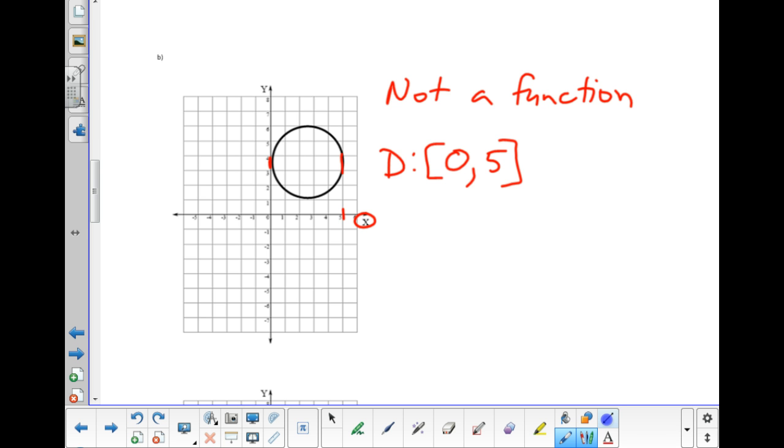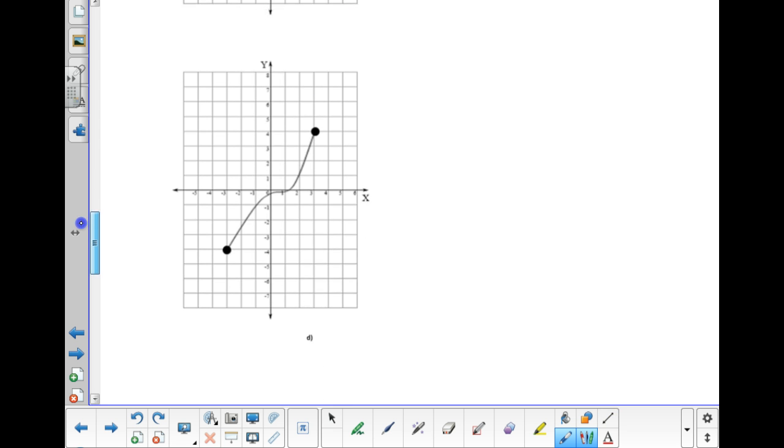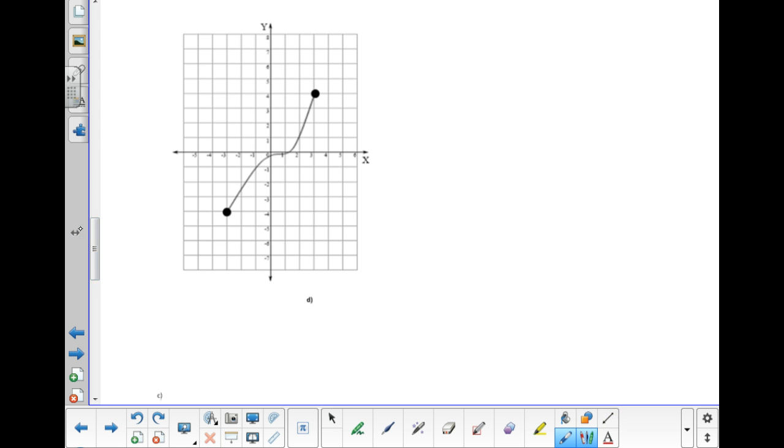The range will be how far down does it go? Well, it looks like it bottoms out right here at 1, and it tops out at, what is that, a 6? So it's 6. And it's actually touching those values, so brackets. And that's your domain and range. You guys can try this one on your own.